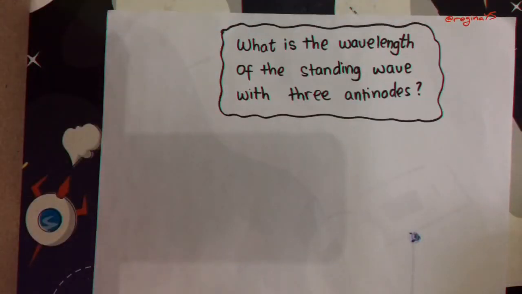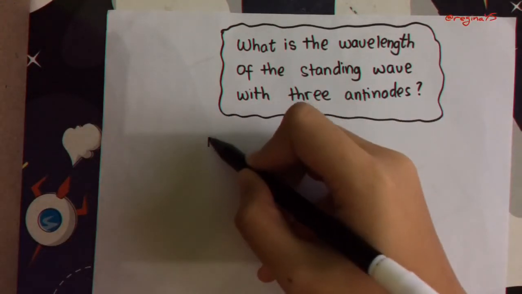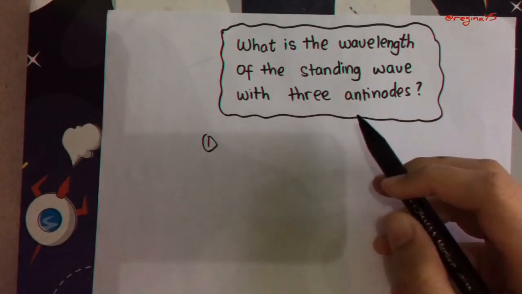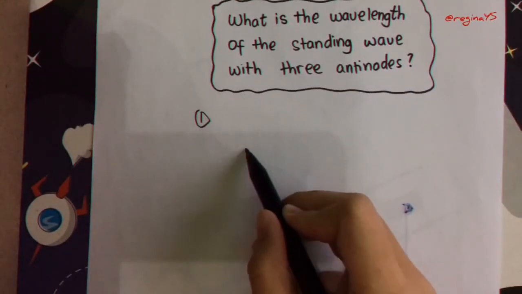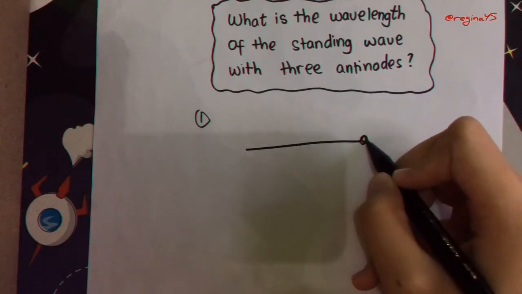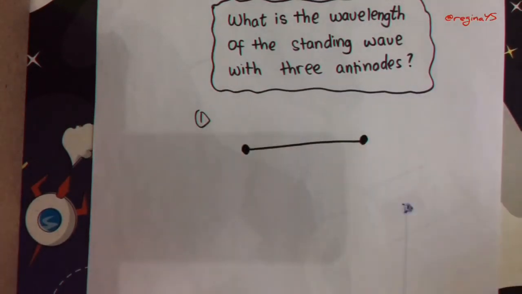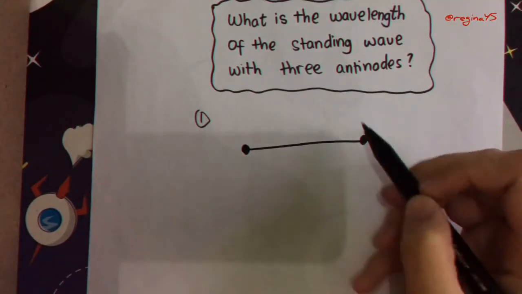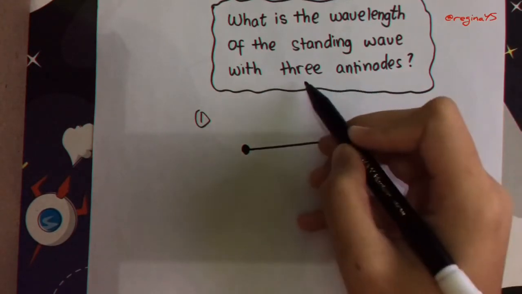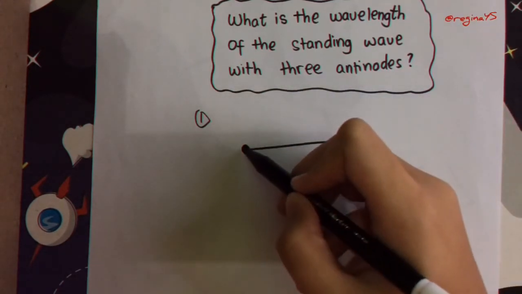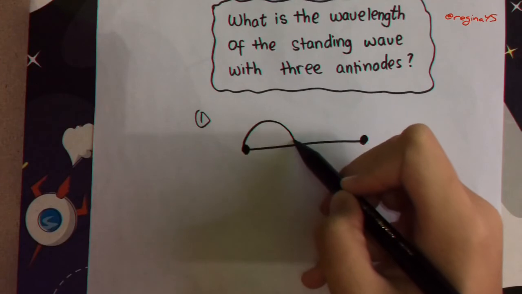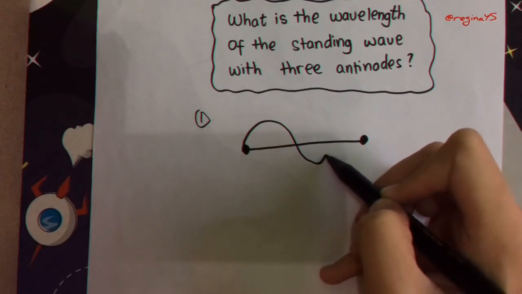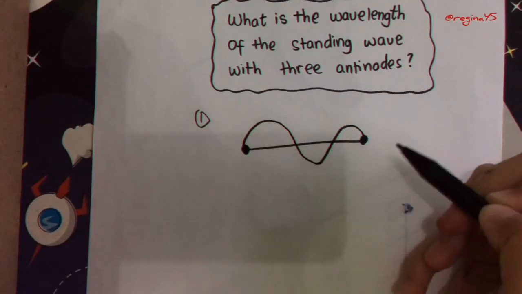We are given a question: what is the wavelength of the standing wave with 3 antinodes? Okay, first thing to do is to draw the wave. Two nodes at the end. It says the wave has 3 antinodes, so I'm going to draw 3 antinodes: 1, 2, and 3, just like that.